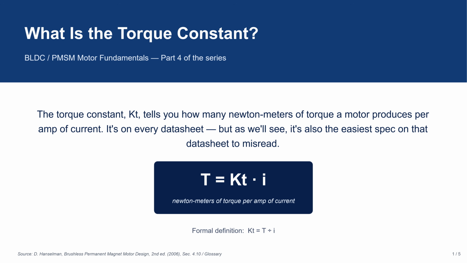Last time we established that a higher torque constant doesn't actually mean more torque. So what does kT actually tell you? Formally, kT is defined as T divided by I, the torque a motor produces per amp of current you feed it. In plain terms, if you know how much current is flowing through the windings, kT tells you exactly how much torque comes out the shaft. It's on every single motor datasheet, and it's also, as we'll see today, the easiest to misuse.